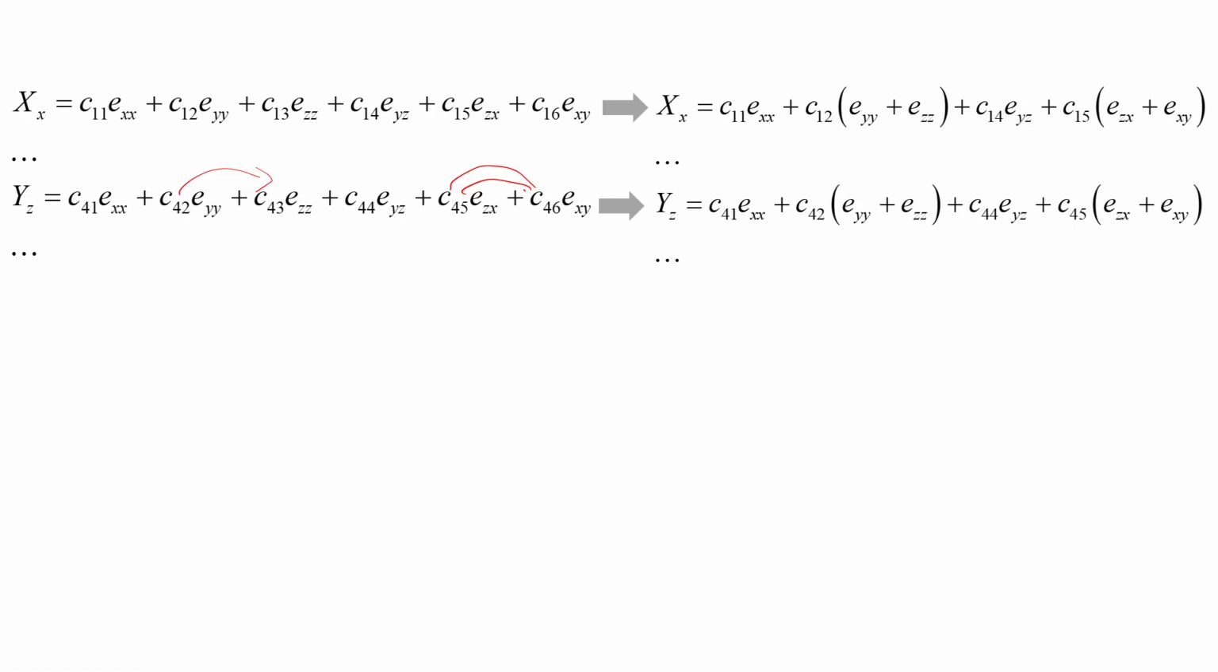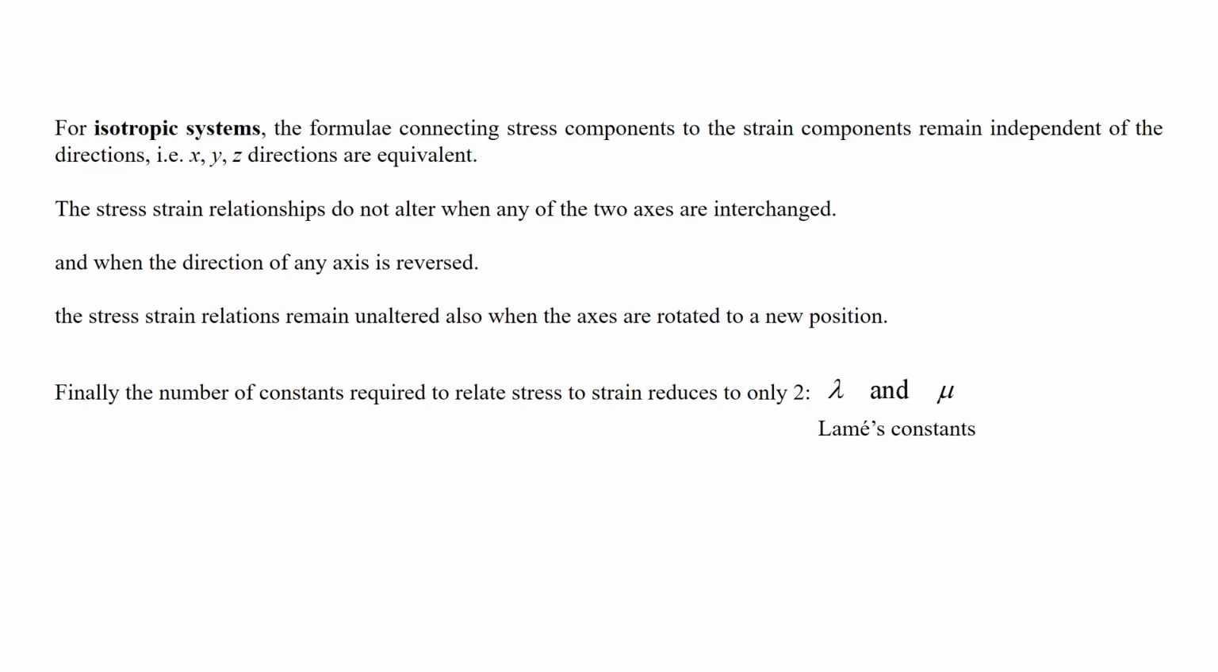So, you can see that we have already reduced the number of coefficients, and like that we can use a few other statements or conditions. For example, the stress strain relation should not alter when any two axes are interchanged, or when the direction of any axis is reversed. That means if I change from x to minus x, the relation should not change.